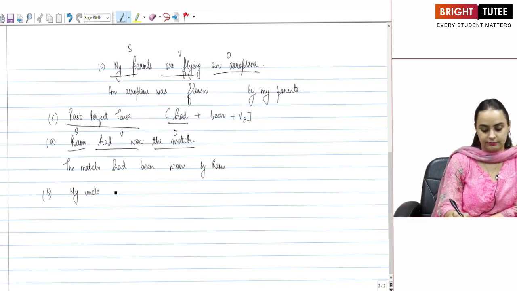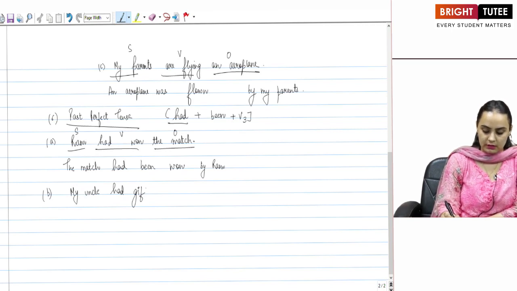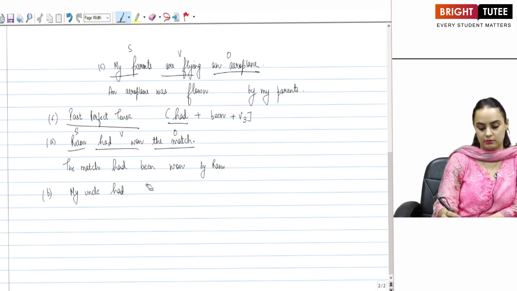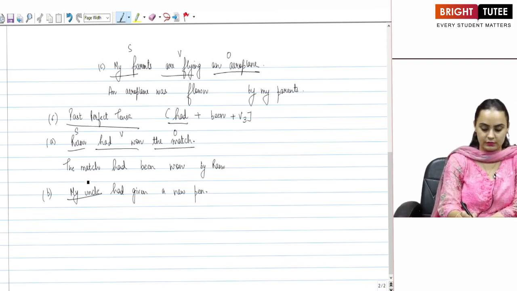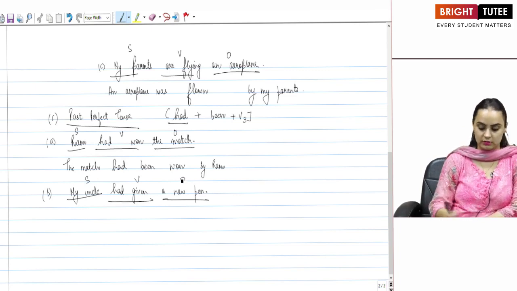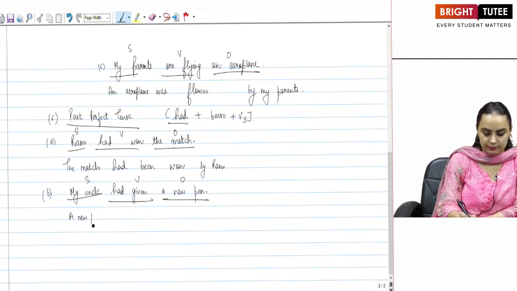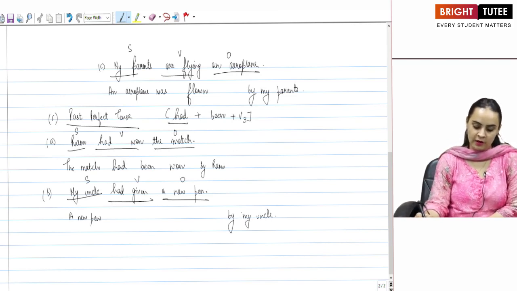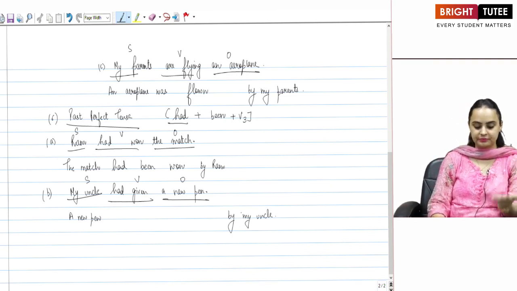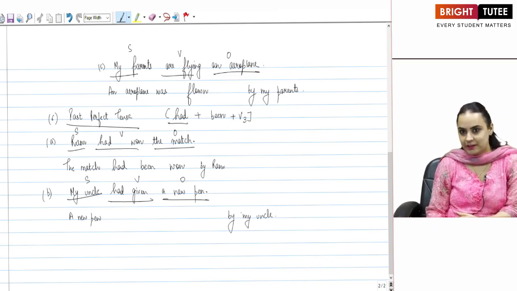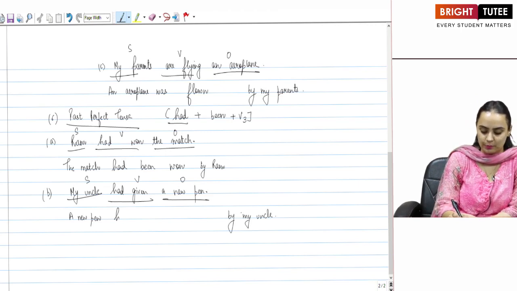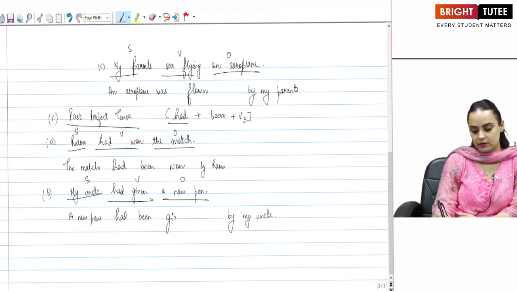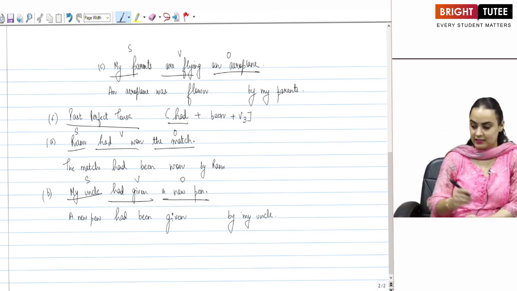My uncle had gifted or had given a new pen. So, subject, verb, object. Object, my new subject, which is a new pen. This becomes my new object, my uncle, and we add by before it. So, by my uncle. Now, again, like I told you, in case of past perfect tense, it does not matter whether your subject is singular or plural because your helping verb remains the same. So, a new pen had been given by my uncle. Another sentence, let us see.